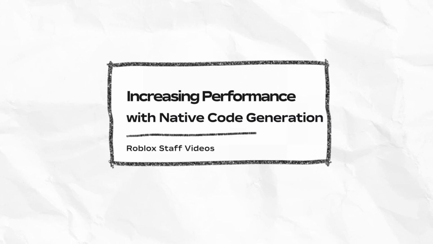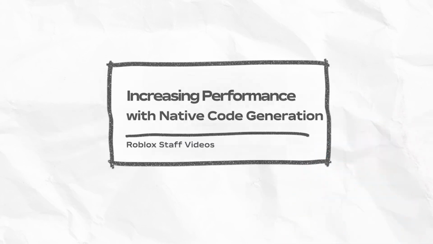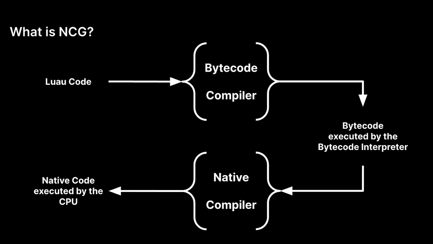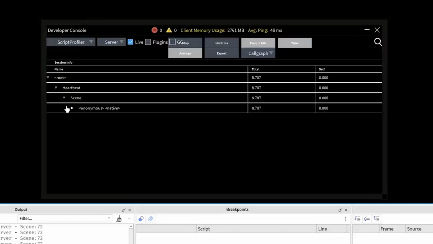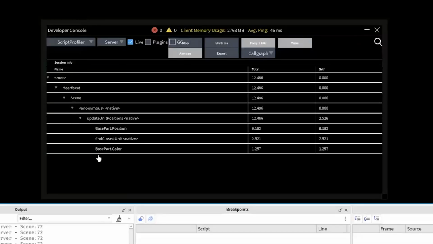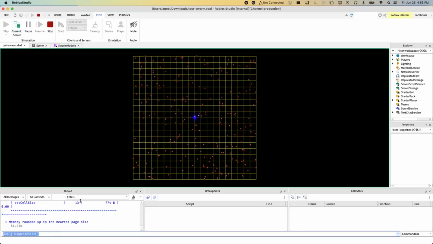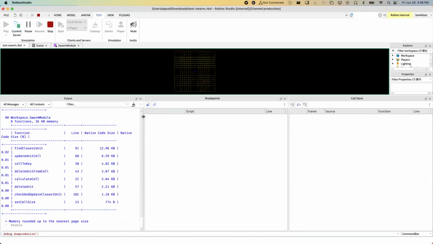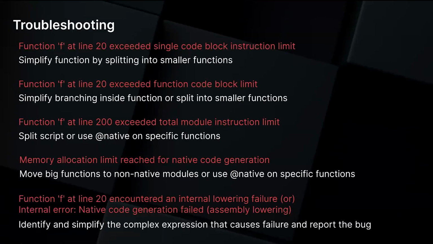In this video, Lambda Zizi, a senior software engineer at Roblox, takes you step by step on how to improve the performance of computationally intensive Luau scripts using native code generation. In a short demo, he'll explain what native code generation is, how to use the script profiler to identify functions that will benefit from native compilation, how to utilize the Luau heap profiler and command bar to monitor the native code size of individual functions and scripts, and how to troubleshoot errors related to native code generation.